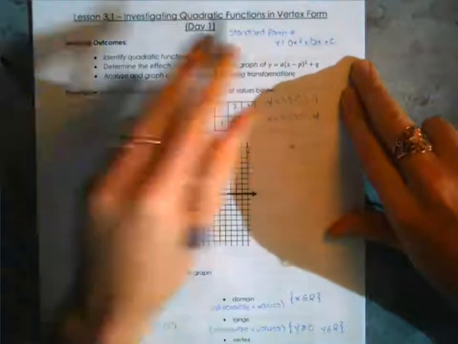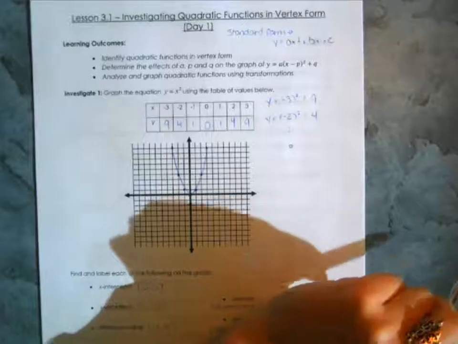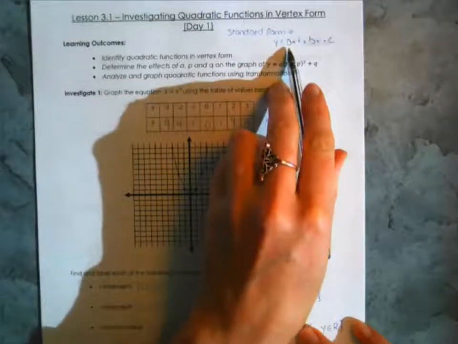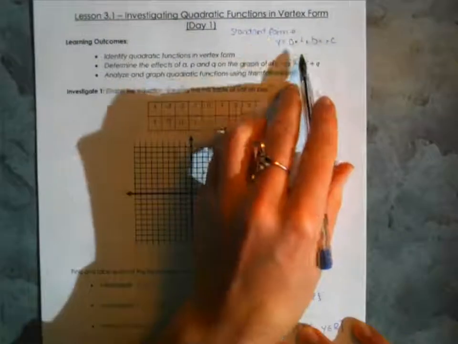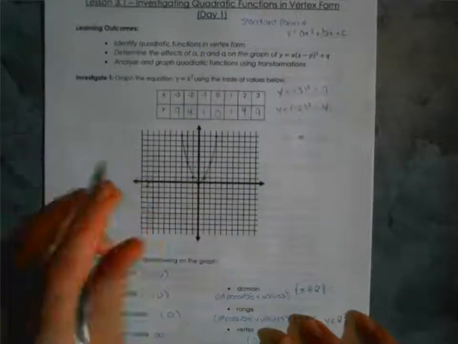There we go. Ax squared plus bx plus c. So you would have looked at that form before. So this is going to be a different form of the equation. Similarly to what you would have seen in the standard form, we're going to have different numbers that can be in the equation that are going to change the way the graph appears.